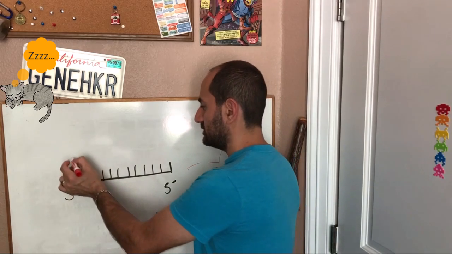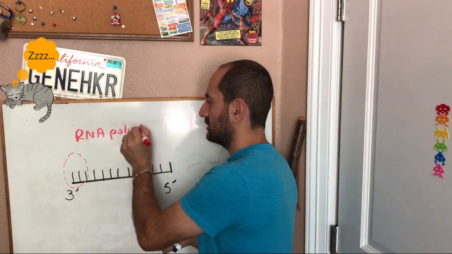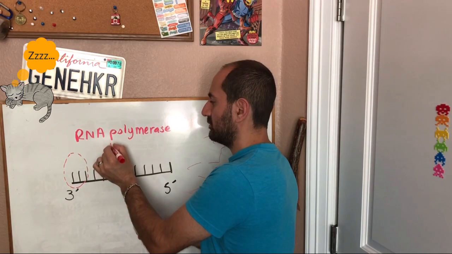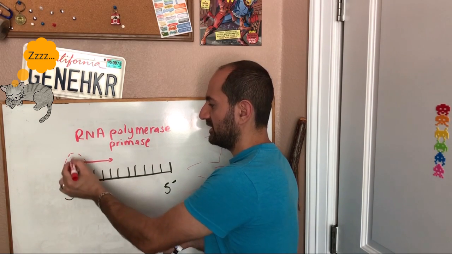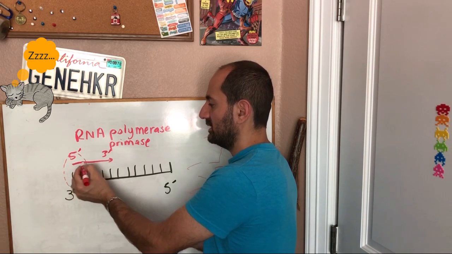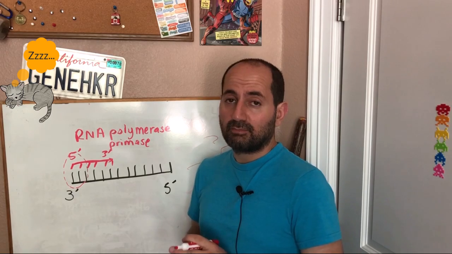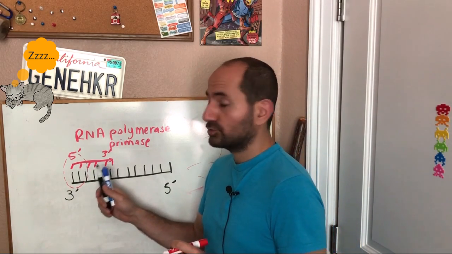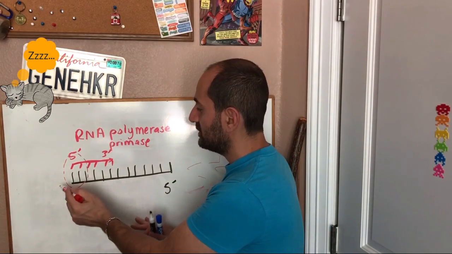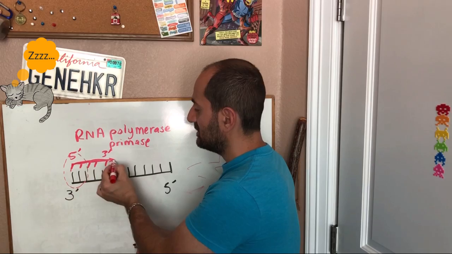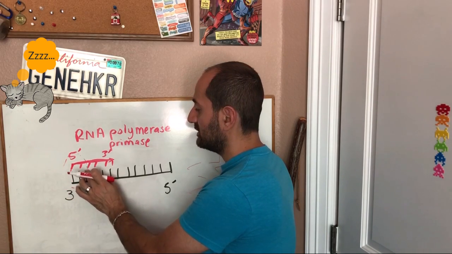A different enzyme called, I'm going to draw it here, RNA polymerase, also known as primase, attaches first and actually copies in a 5' to 3' direction. It copies the DNA into a short stretch of RNA. Why is this? Because DNA polymerase 3 is not able to start a new strand from scratch. DNA polymerase 3 needs something to build off of. So what does RNA polymerase do? RNA polymerase attaches to the DNA and copies the DNA into a short stretch of RNA, and then the RNA polymerase goes away.